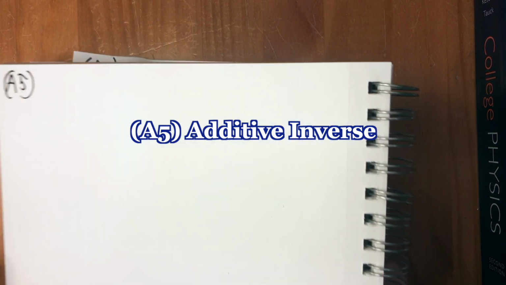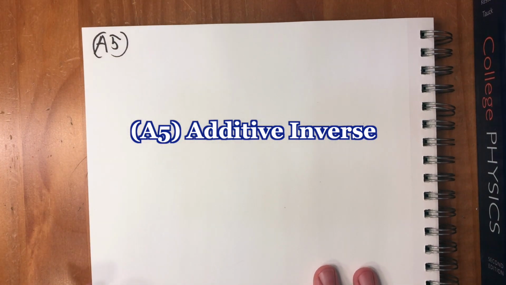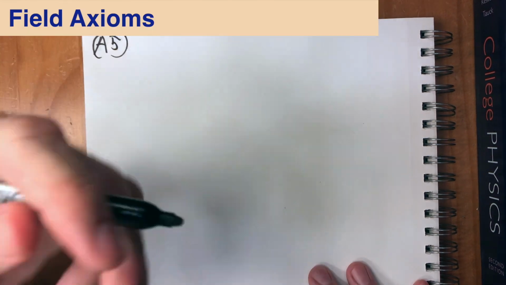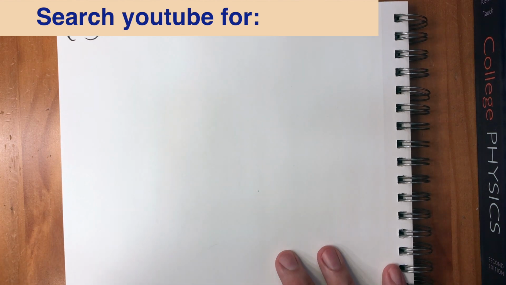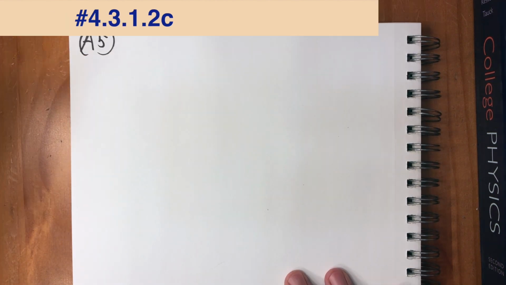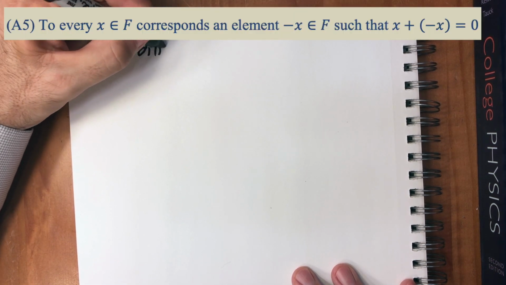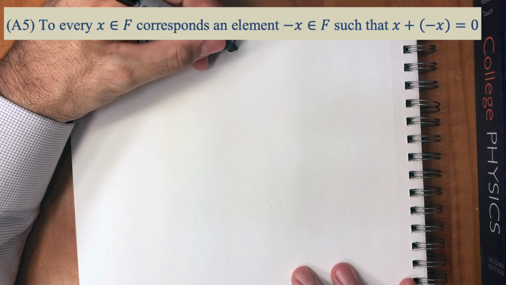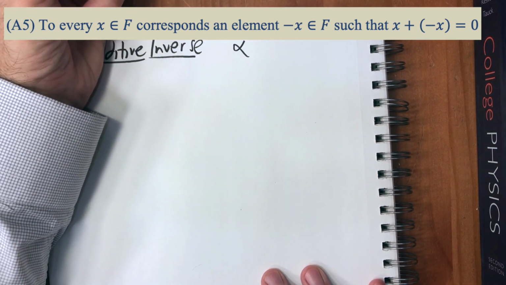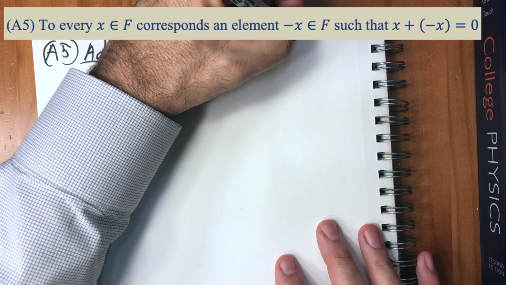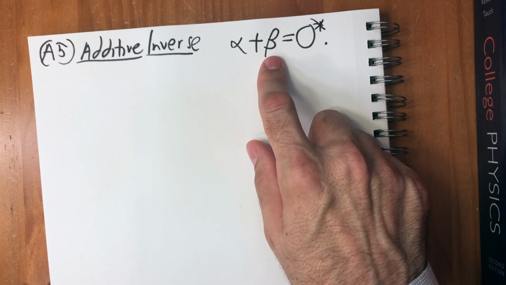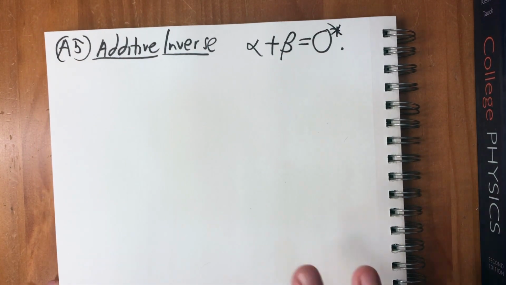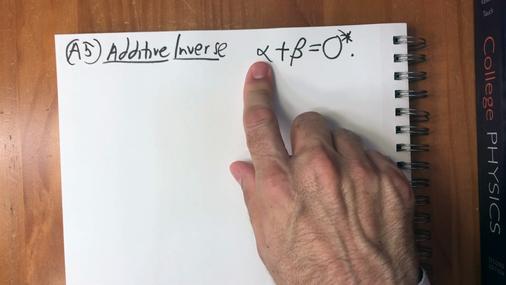Last one and the hardest one, A5. So now we've shown that these cuts, that 0 is the identity, the additive identity. Now we need to show that every cut has an additive inverse. That means that for any alpha, there's some other number beta such that alpha plus beta equals 0. So for every alpha, there's some other cut that you add together and you'll get 0. That's the additive inverse. So we have to prove that no matter what alpha is, this beta exists.